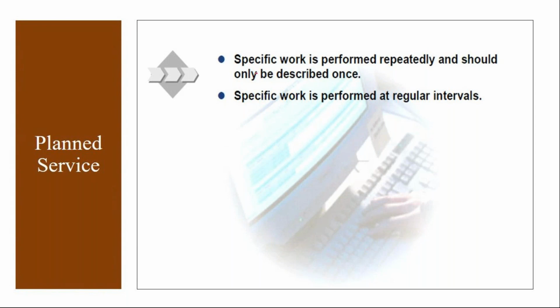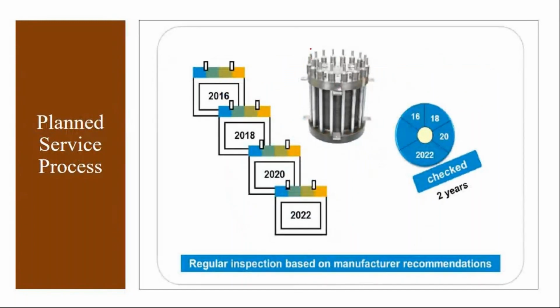Okay, specific work is performed repeatedly and should only be described once. Specific work is performed at regular intervals. So we have to send our technician for regular repair or service activity to the customer place. Like the interval can be once in a month, or after every 6 months, or after every 1 year. It depends upon the requirement. Okay. So here you see this is a scenario. So let's say you sold a product to the customer. Now he says after every 2 years, and you come and do the servicing after every 2 years. Okay. So that is a simple scenario.